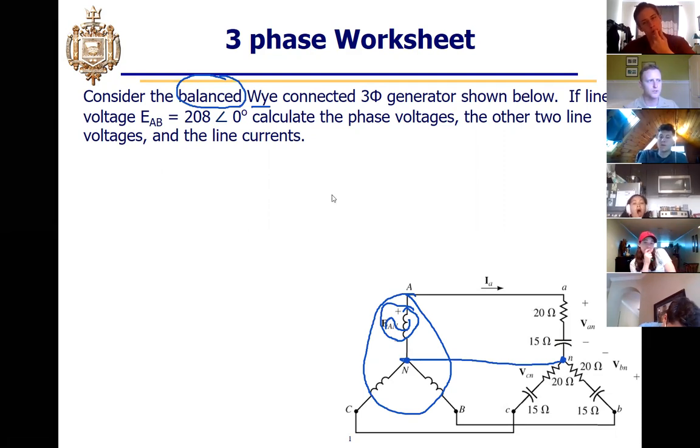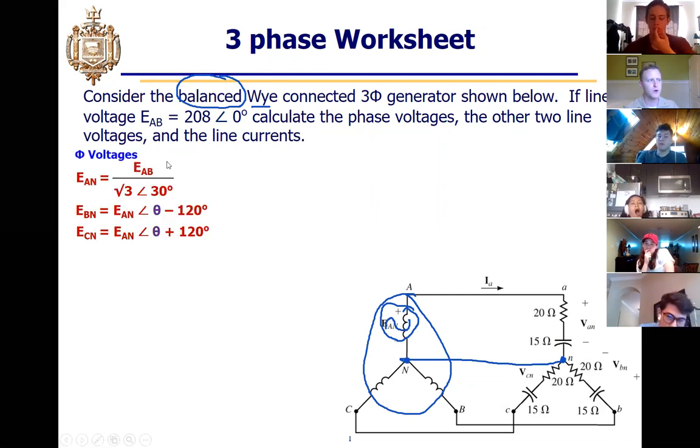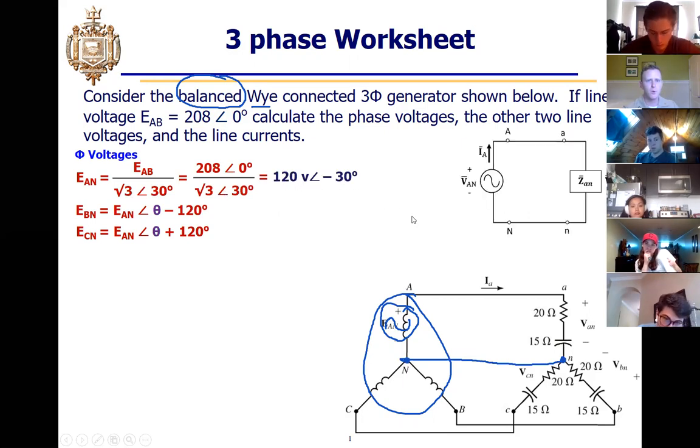So if this is my source, the first step is to solve for the phase voltage EAN to make that the source. We take the line voltage, 208 angle 0, and divide it by, and this is on the formula sheet, divide the line by √3 angle 30. We solve it to 120 volts angle -30. So I can turn this complicated looking thing into this simple single phase.